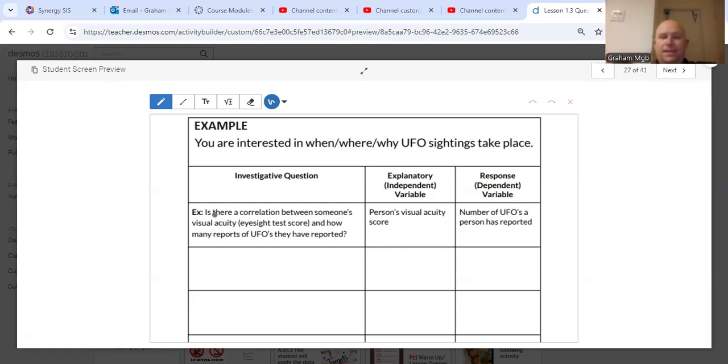One example is: is there a correlation between someone's visual acuity, their eyesight test score, and how many UFO reports they've made? The independent one would be the eyesight, because that will obviously change. And then depending on the eyesight, that will determine how many UFOs we're going to see, or we think we're going to see. So that would be this one here.